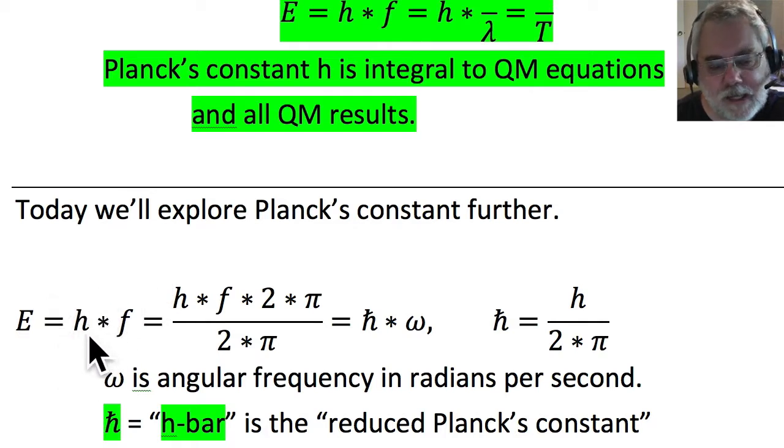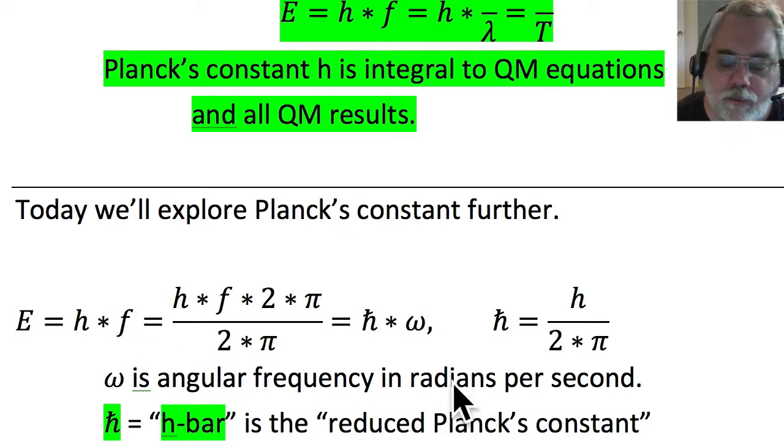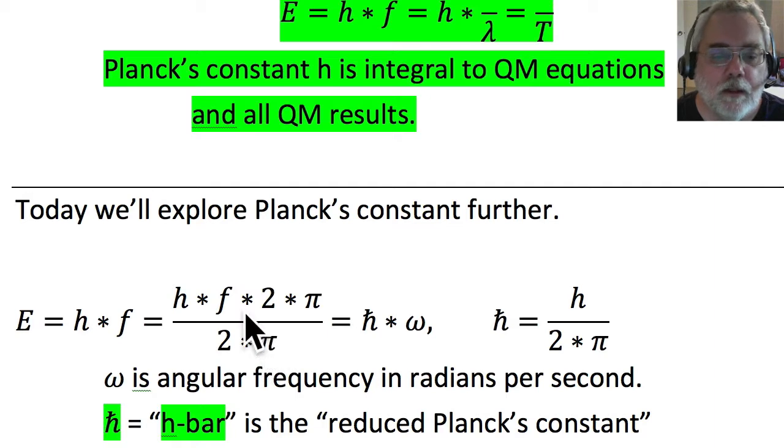Planck's constant is h. E equals h times f. F is frequency in hertz or cycles per second. There are places in physics and in the Schrödinger equation where we don't really want to use frequency in cycles per second. We want to use angular frequency in radians per second. I don't want to explain why that is, just take it to be true. So if we take hf and we multiply the numerator by 2 pi and we do a denominator of 2 pi, the angular frequency omega in radians per second is 2 pi times frequency.